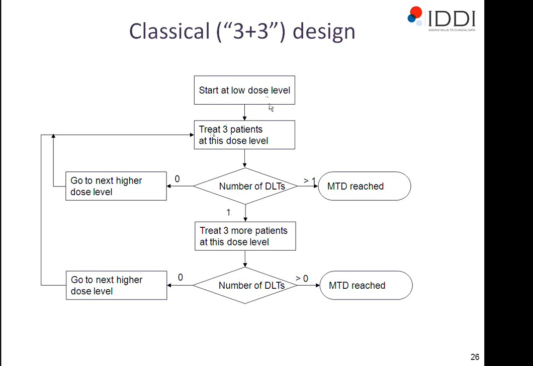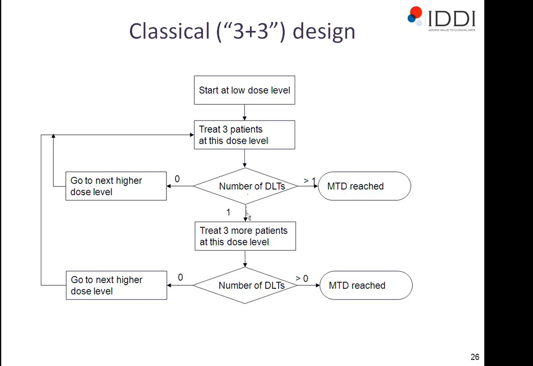So this is the scheme of the classical 3+3 design. We start at the lowest dose, then we treat 3 patients at this dose level, and we look at the number of dose limiting toxicities among these 3 patients. If there is no toxicity, no DLTs, we just go to the next higher dose level. If we see more than one DLT, we say, okay, we've reached the MTD, and then we stop the trial and we make the decision regarding the MTD.